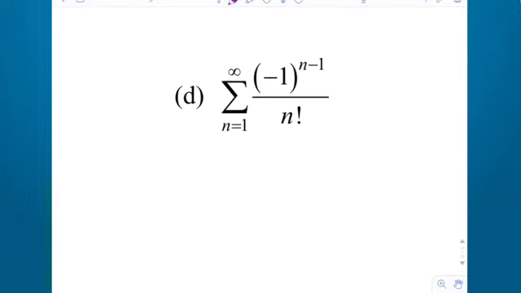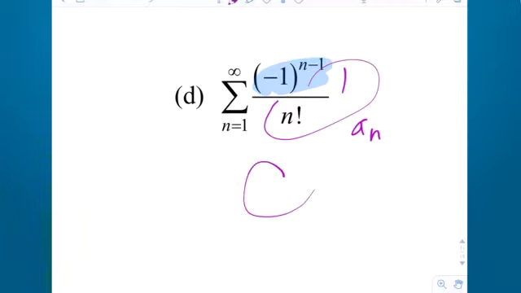All right, how about this one? Do you see an alternator? Yes, the alternator is this whole thing. So we're left with 1 over n factorial. That's a sub n. Does that go to 0? Yes. And the terms do get monotonically smaller because every time you add something to n, it gets bigger, which makes 1 over that number smaller. So this one also then what? It converges.